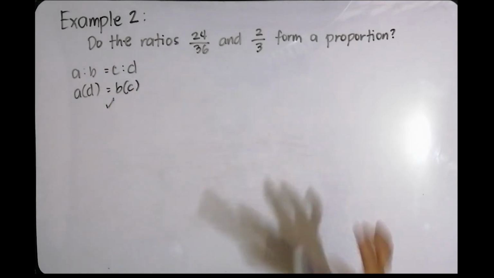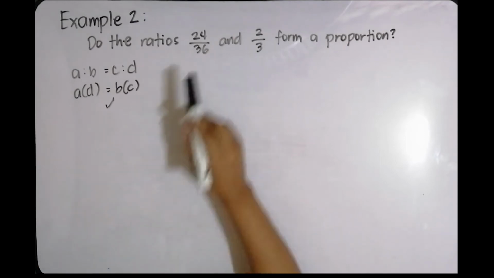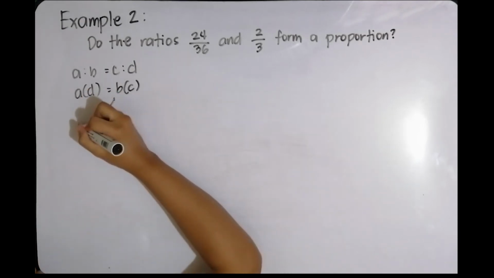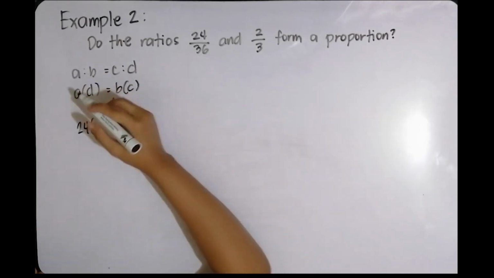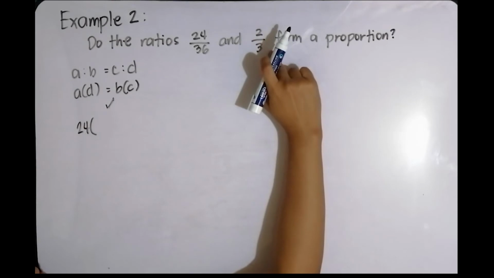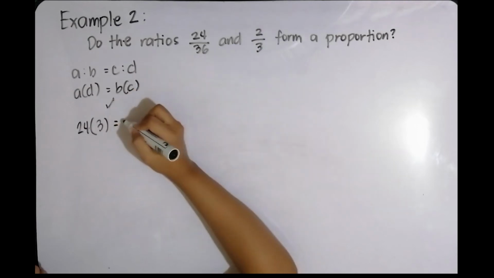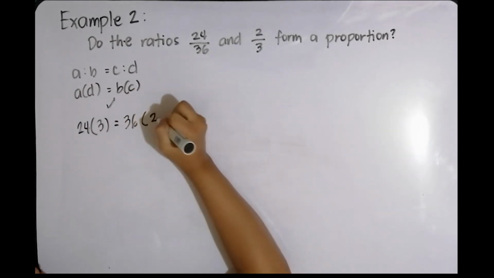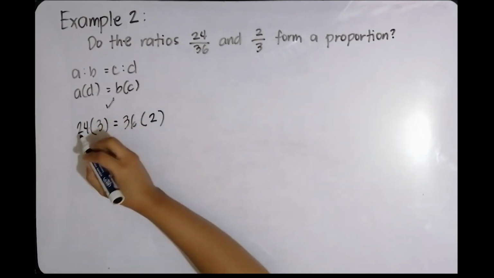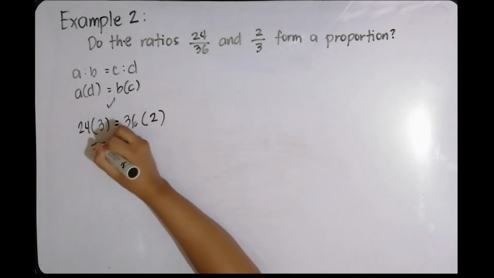So let's apply this property to this problem. We have 24 over 36, so this is our A, the 24. We have 24 multiplied by D. In C over D, or C is to D, we have 3. Then this equals 36 multiplied by 2, or B times C. So 24 times 3 is equal to 72.